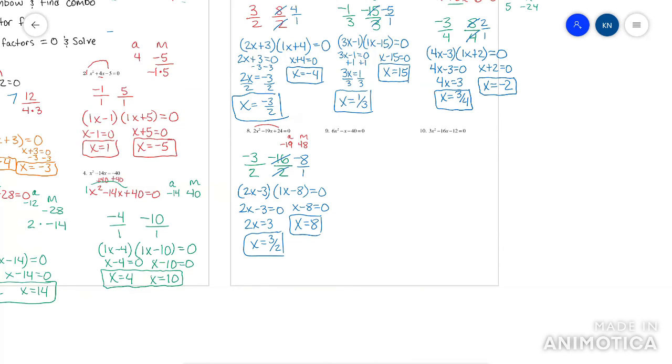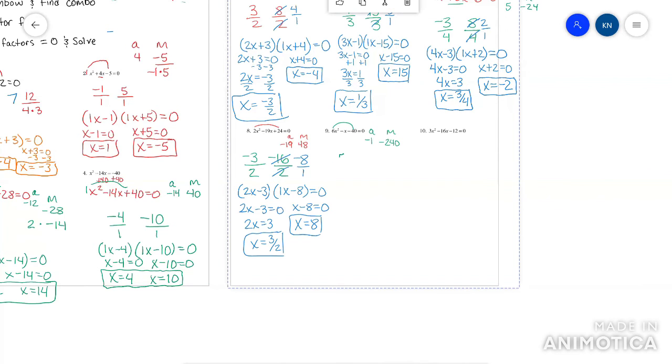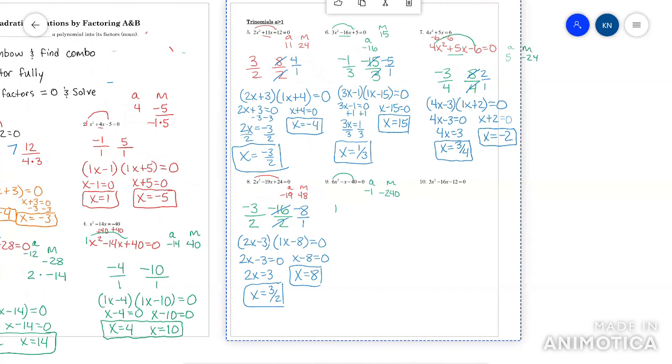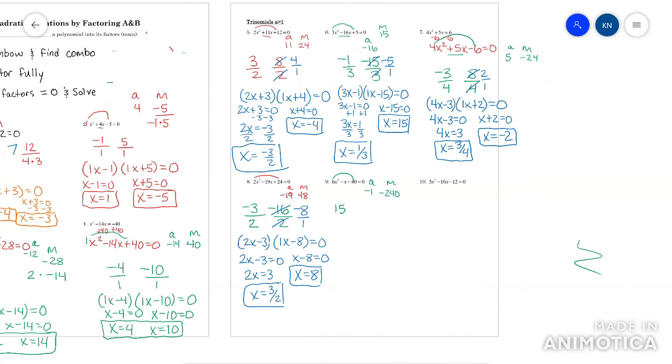The next one is very similar. It's already equal to 0, so just multiply. I have to find a combo of numbers that multiplies to be negative 240 and adds up to be negative 1. This is like it's saying negative 1x. So the combo of numbers that's going to do this is 15 and negative 16. Put them over your first a value, which is 6.